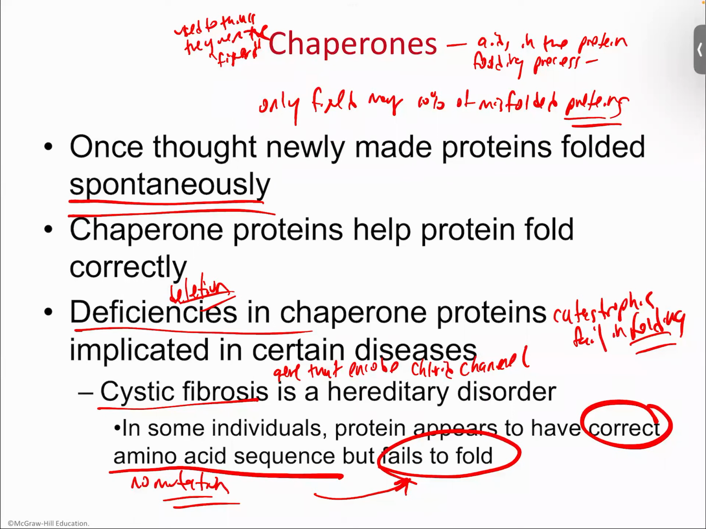So it wasn't in the information for the chloride channel where the failure was. It was in the folding part of the chloride channel to make it functional. That's where the failure happened. And that's not the chloride channel's problem. That's not the cystic fibrosis gene's problem. That was fine. That was perfect. What it is, is the chaperone's problem.